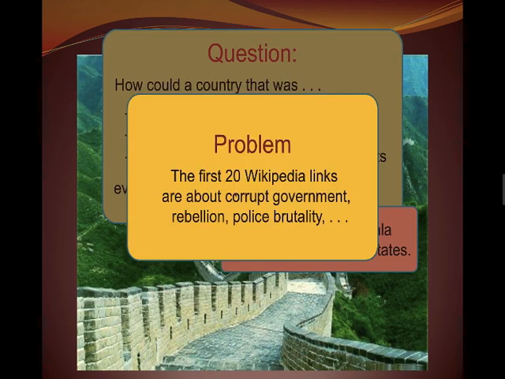Now, here's a problem in my mind. If you go out to Wikipedia and figure out why the Ming fall, the first 20 links talk only about corrupt government, rebellion, police brutality, riots. In other words, they're saying that the Ming Dynasty fell from within.